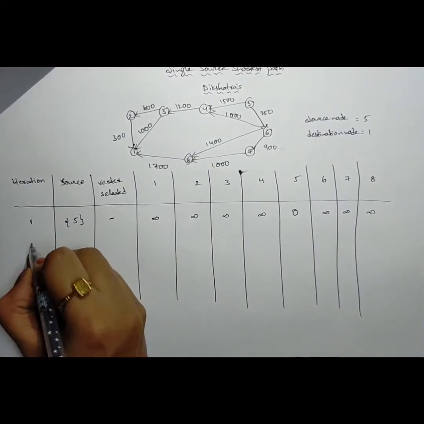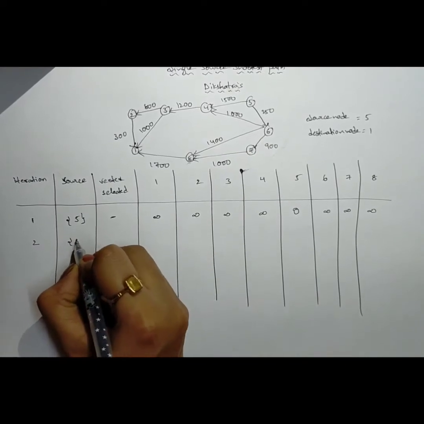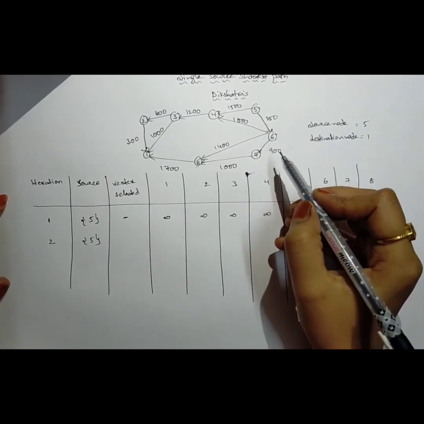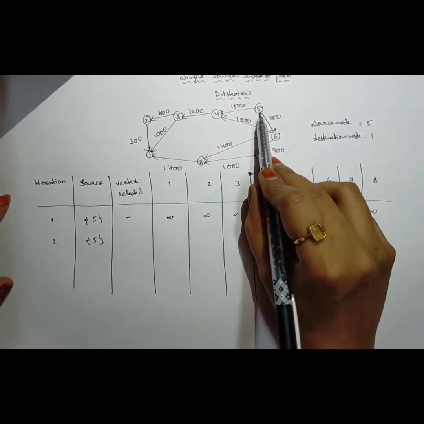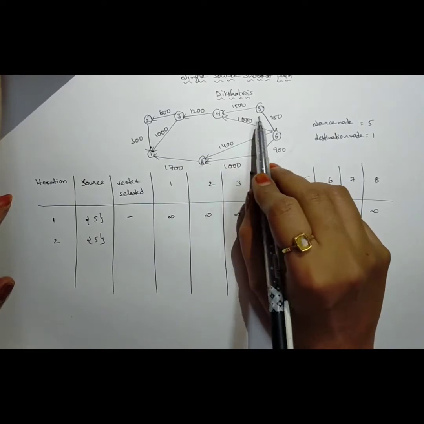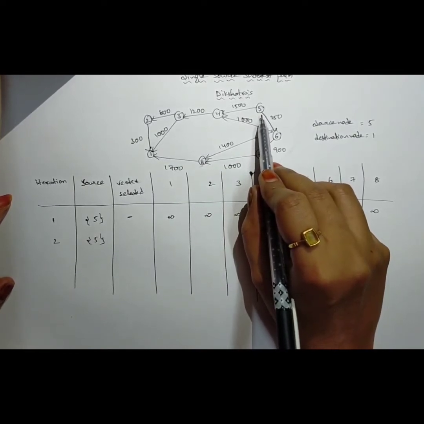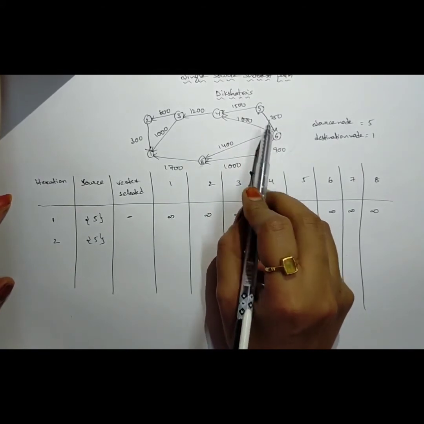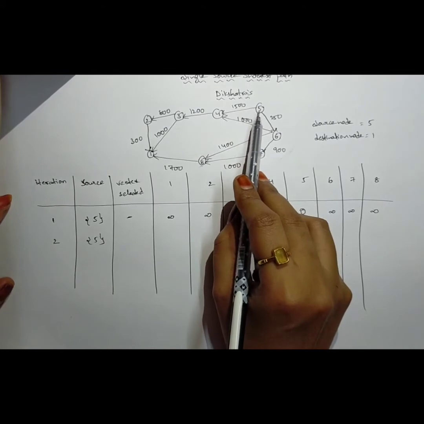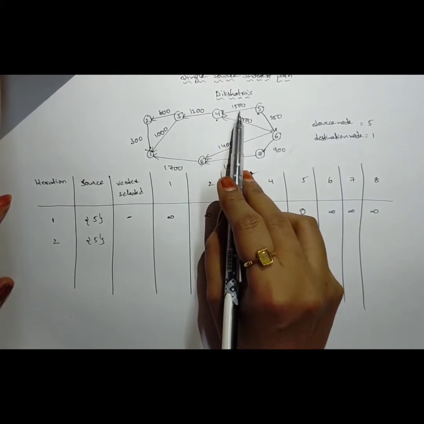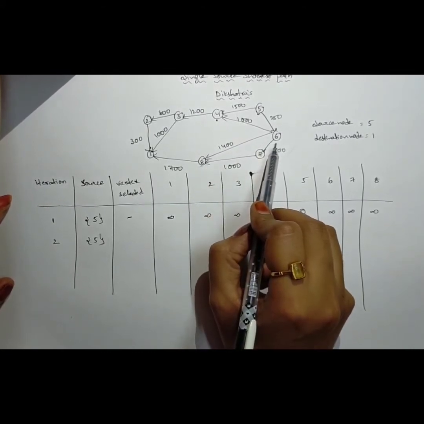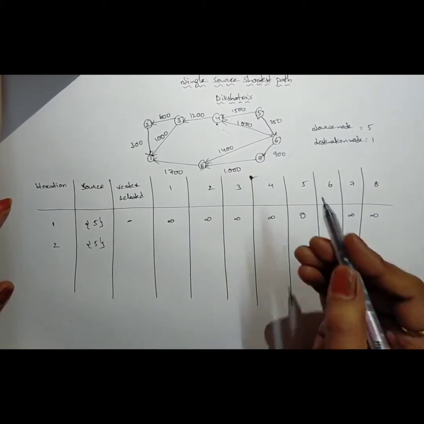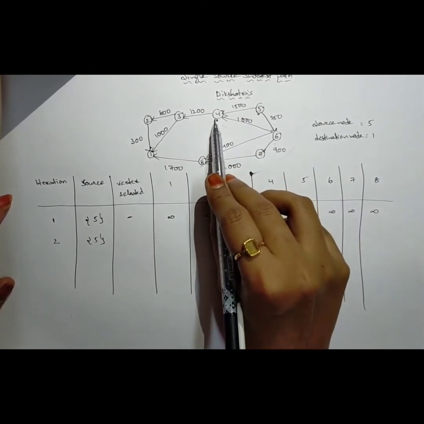Okay, coming to the second iteration, the source is 5. Here we need to choose the vertex. For choosing a vertex, we need to consider the adjacent nodes which are directly connected to the vertex 5. Here we have two nodes which are directly connected to the node 5: 5 to 4 we have a distance of 1500, and 5 to 6 we have a distance of 250. Now I am considering these two distances to be placed in this tabular column.